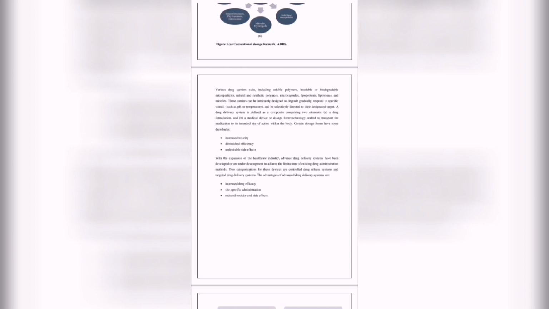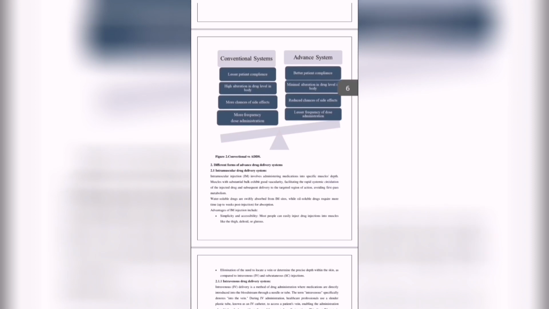Certain dosage forms have some drawbacks: increased toxicity, decreased efficiency, and undesirable effects, while the advantages of advanced drug delivery system are increased drug efficacy, site specific administration, and reduced toxicity and side effects. Here is the difference between conventional system and advanced system. Conventional system: lesser patient compliance, high alteration in drug level in body, while on the other hand, advanced has better patient compliance and minimal alteration in drug level. Conventional: more chances of side effects, and in advanced system, reduced chances of side effects. Conventional: more frequent dose administration, and in advanced, lesser frequency of dose administration.